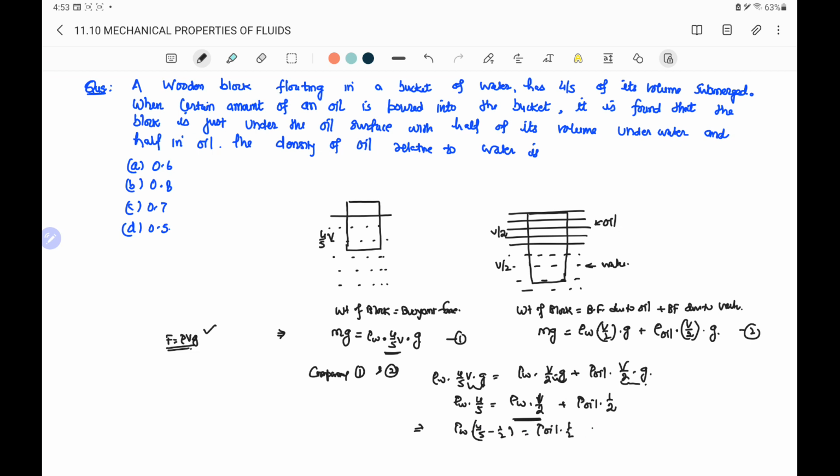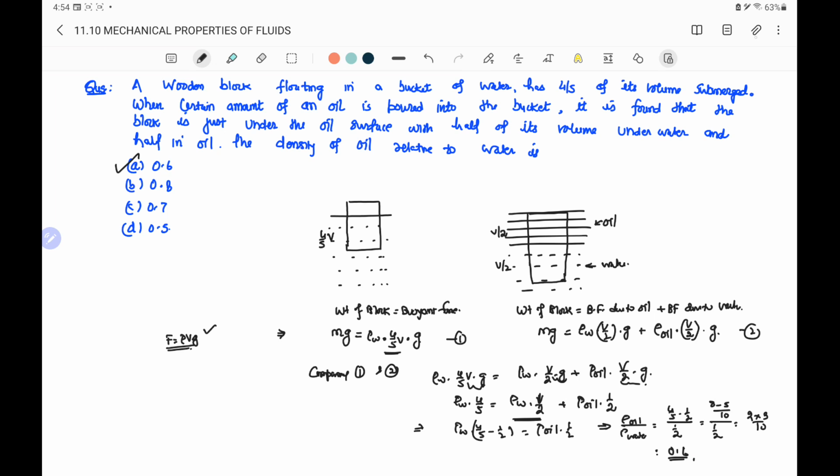As we have to find the density of oil with respect to water, this implies that density of oil by density of water will be equal to 4 by 5 minus 1 by 2 divided by 1 by 2, or it is equal to, this is 10, this is 8 minus 5 by 10 divided by 1 by 2, or it is equal to 2 into 3 by 10, or we can write it as 0.6. Hence option A is the correct option.